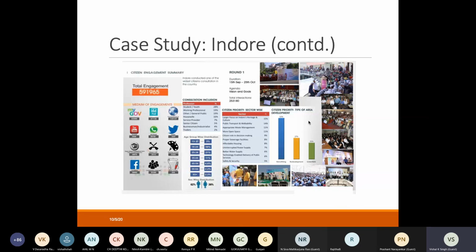you can see on the screen that in case of Indore, continuous citizen consultation, feedback, and education programs were conducted through social media platforms such as Facebook and Twitter. There were physical interactions, there were awareness programs, and similar efforts were made over there.